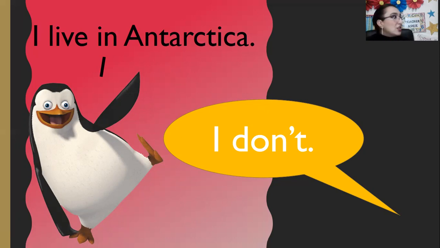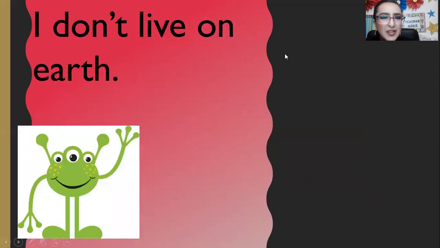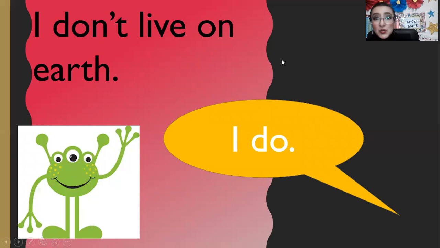A diferencia de decir, yo no. Yo vivo en Puebla. No, yo vivo en México. I live in Antarctica. I don't. Yo no. I don't live on Earth. I do. We do. My sister does. My dog does. Yo no vivo en la tierra. Yo sí. Mi perro sí. Nosotros sí. Do, does. A no ser que quieras estar de acuerdo y decir, nosotros tampoco vivimos en la tierra. Neither do we.